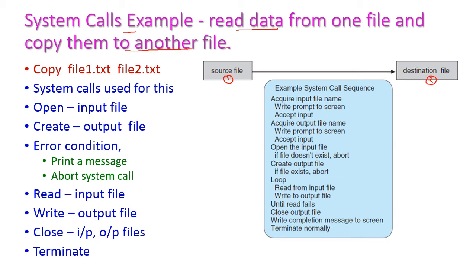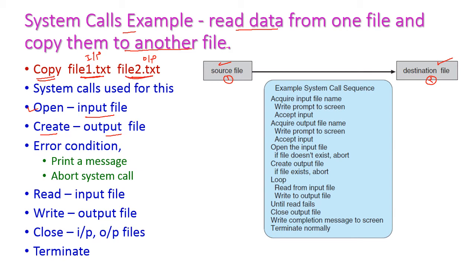What is our command? Copy file1 file2. File1 is the input file, that is the source file, and file2 is the output file, that is the destination file. Okay, here the system call used for this is to open the input file. First, this file should be opened. And second, we have to create the output file. Which is the output file? File2 is our output file.